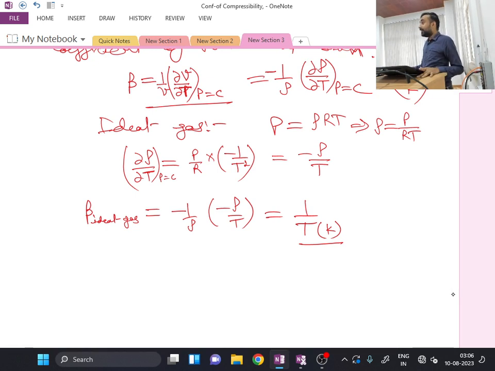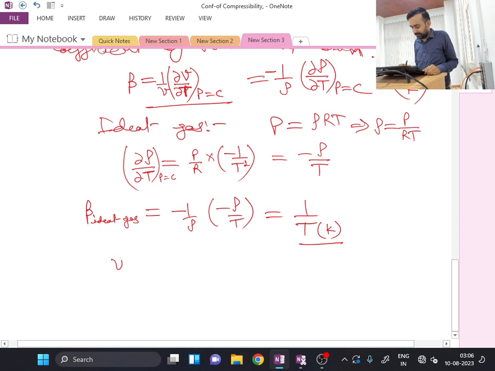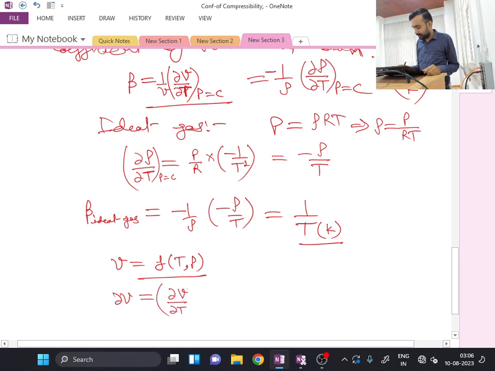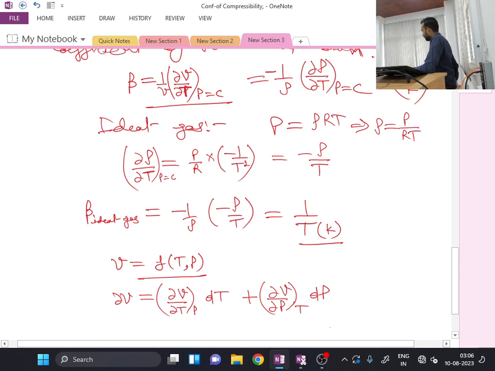Now, the thing is, in your system, you may have the combined effect of temperature and pressure in certain cases. So for the combined effect, mathematically I can define that, say my specific volume is a function of both temperature and pressure. So in that situation I can write dV as nothing but equal to del V by del T at constant pressure into dT plus del V by del P at constant temperature into dP. So that is from the definition of the total derivative.